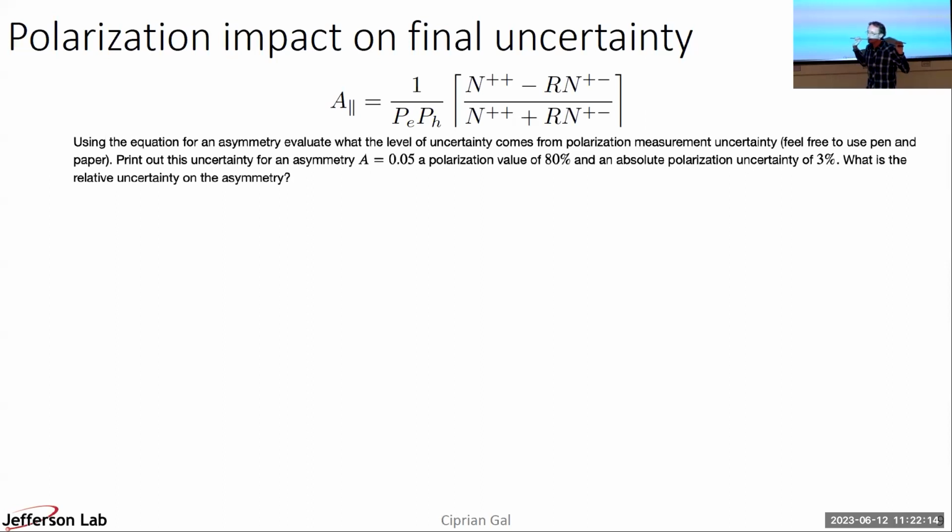Are you saying that the asymmetry we measure in the experiment is the left hand side, 0.05? Yes, this is 0.05. This is what you measure. And the polarization is 80%, so that's the only thing that's 80% in that equation. So if I reduce that, we have x divided by 0.8, because x is going to be the unknown. So we solve for that, and that gives us the remaining piece on the right.